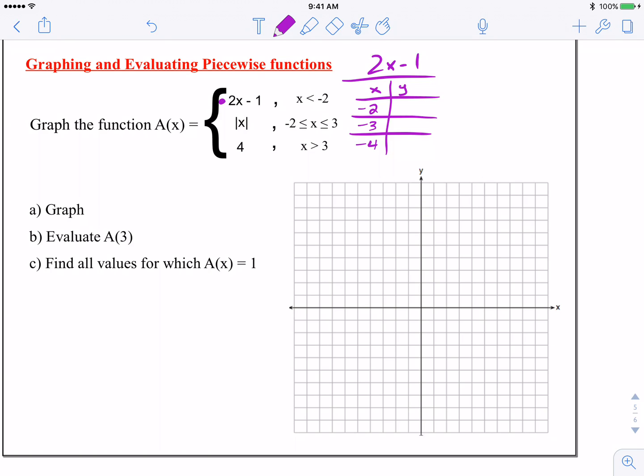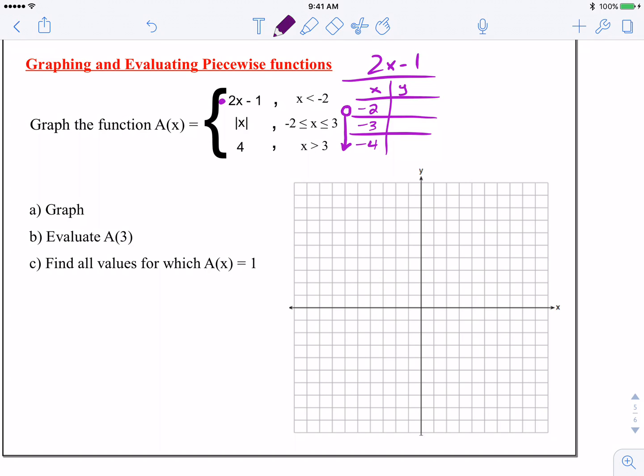What's the little trade-off? What do we do to represent that it's not included? We just use an open circle. And there's no cap on the other side. We can go all the way to -1 million if we want. So how do we represent that? Just with an arrow in that direction.